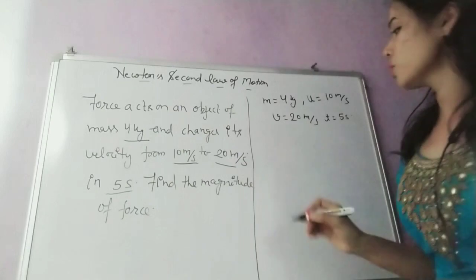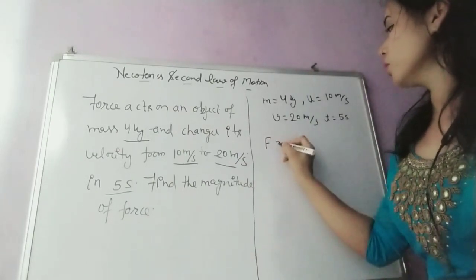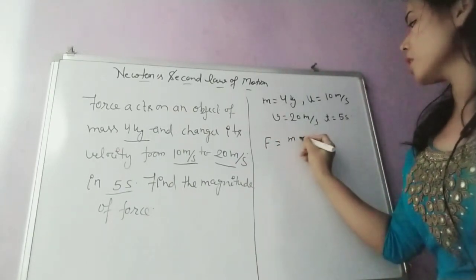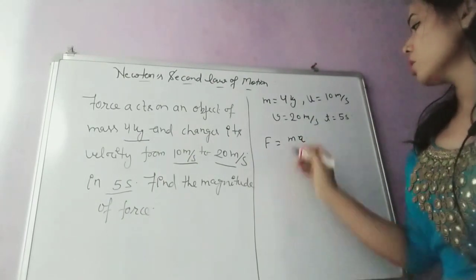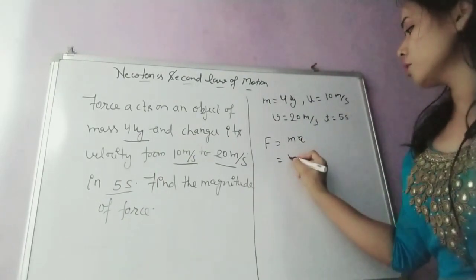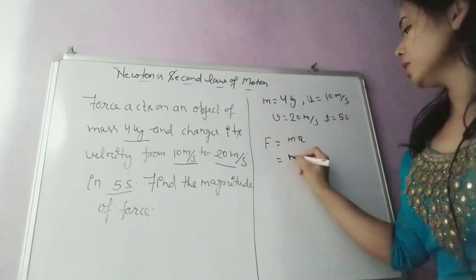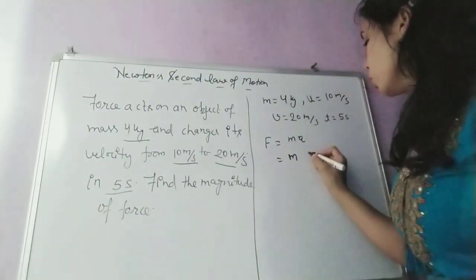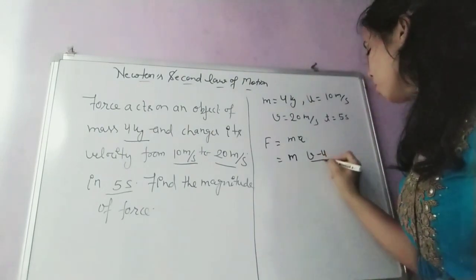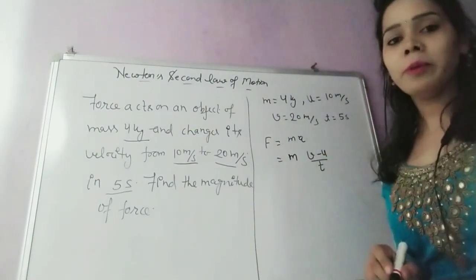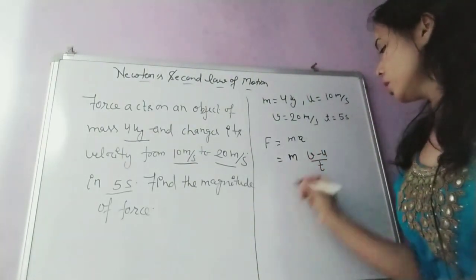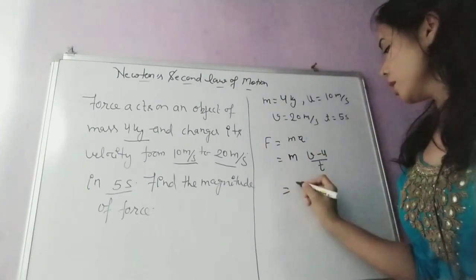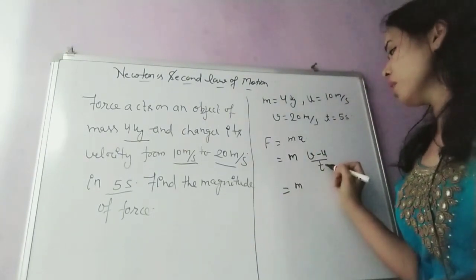Okay, so how will we solve? Find force equals what? Mass times acceleration. So force equals mass into acceleration, and acceleration equals (v minus u) upon t. So you can write it, and why have I used this (v minus u) upon t?